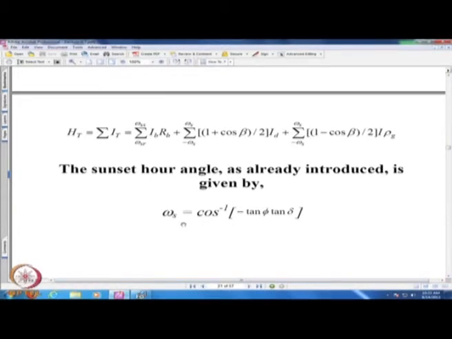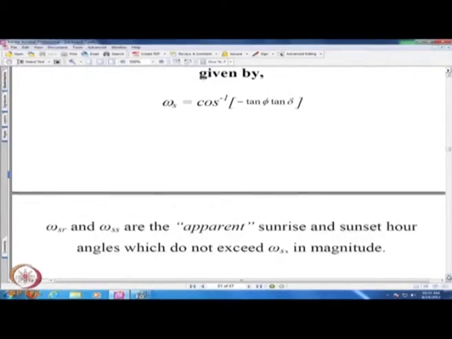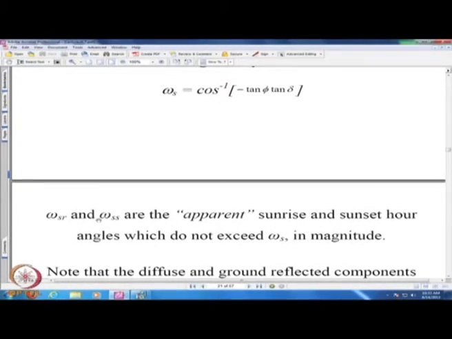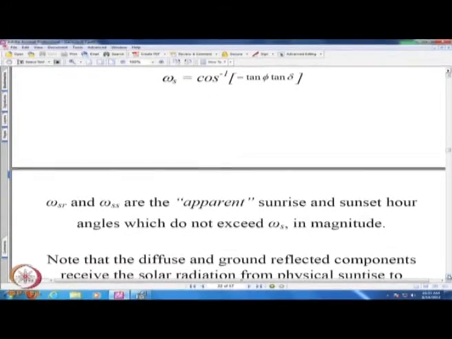Now, we already know that omega s is the physical sunset hour angle given by cosine inverse of minus tan phi tan delta. Of course, omega s r and omega s s are the apparent sunrise and sunset hour angles which do not exceed omega s in magnitude. In other words, if according to the calculation omega s r and omega s s in magnitude are more than omega s, we have to limit it to omega s. In other words, surface will not and shall not receive solar radiation beyond which the sun is below the horizon.